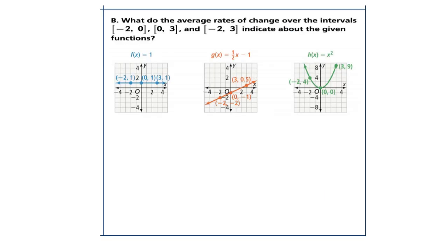All right, now to solve this problem, it says, what do the average rates of change over the intervals -2 to 0, 0 to 3, and -2 to 3 indicate about the given functions? So we're looking at three different functions. f of x equals 1, g of x equals 1/2 x minus 1, and h of x equals x squared. Now what I'm going to do is make a table to finish this problem. I'm going to represent the first column as our three intervals that were given in the problem.